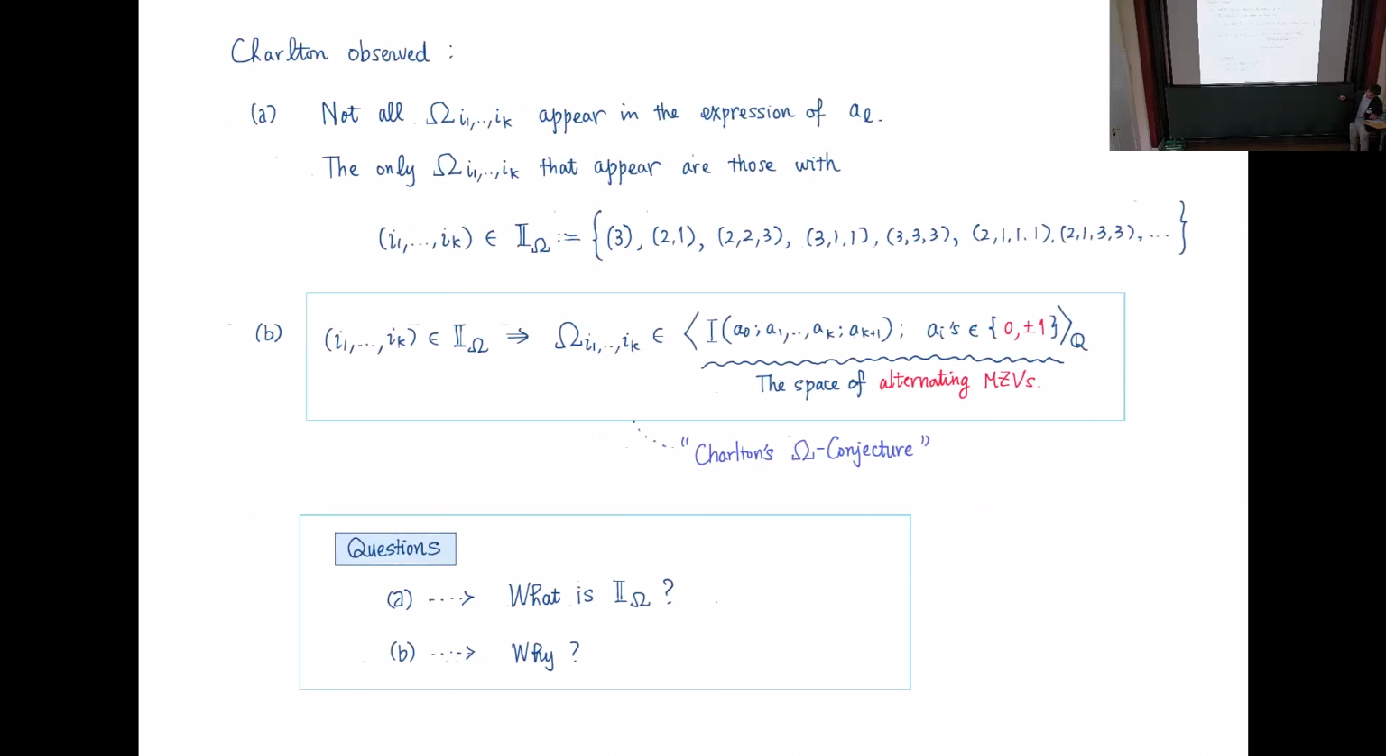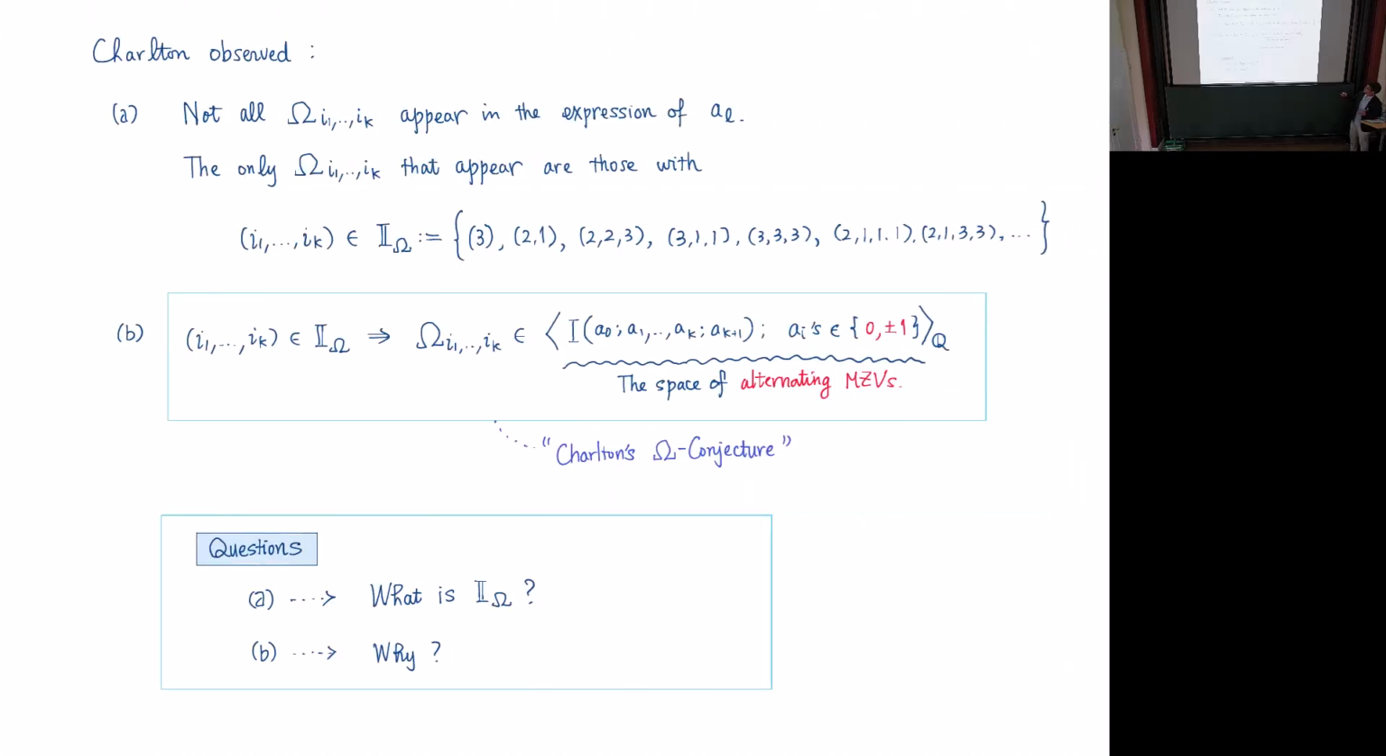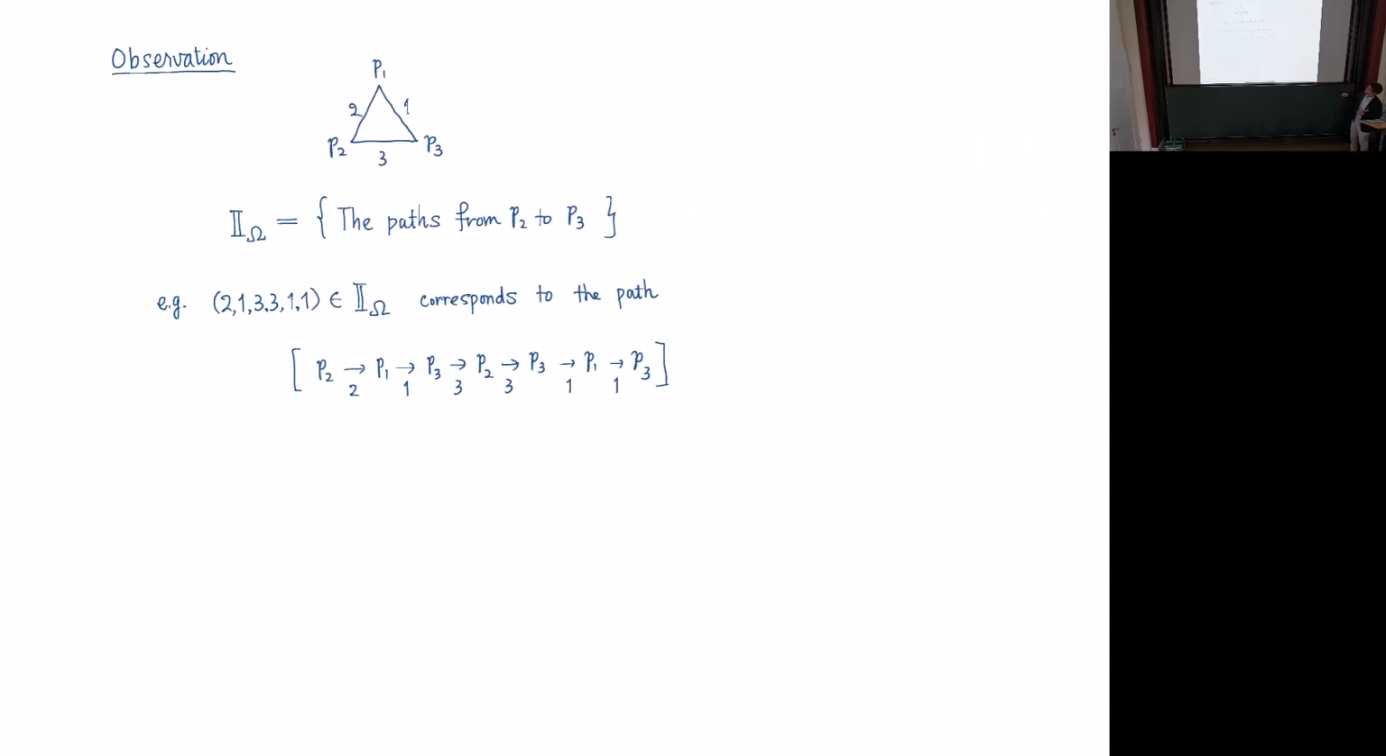But for the length 3 case, you have three patterns: 2 2 3, 3 1 1, and 3 3 3. Go back to P3: 2 2 3, and then 3 1 1, and then 3 3 3. It turned out to explain the whole pattern. You don't care about 3 3 3, because you're going backwards.